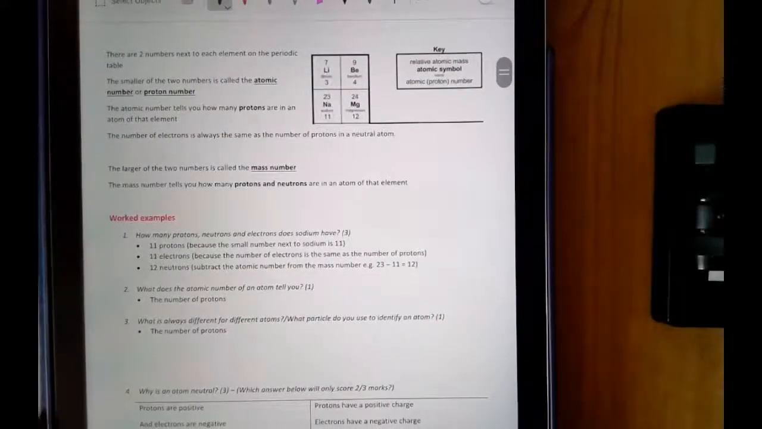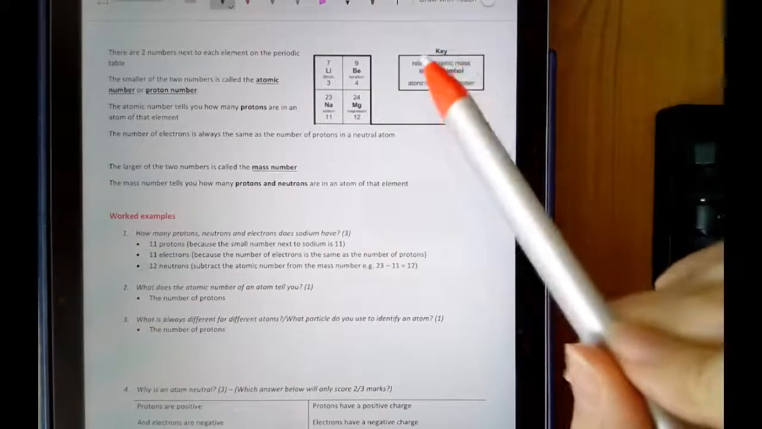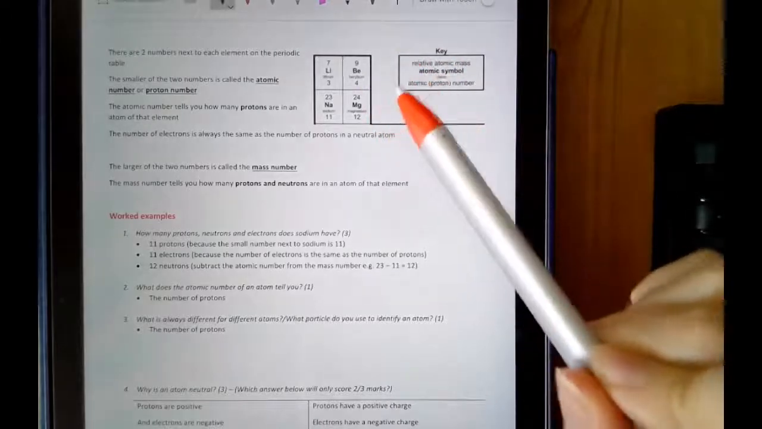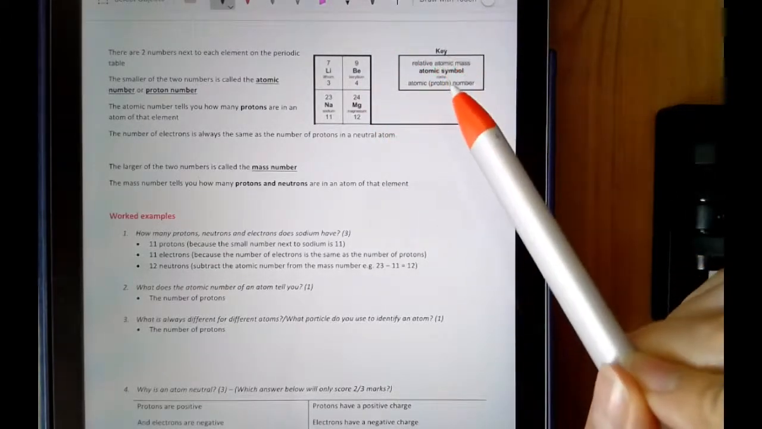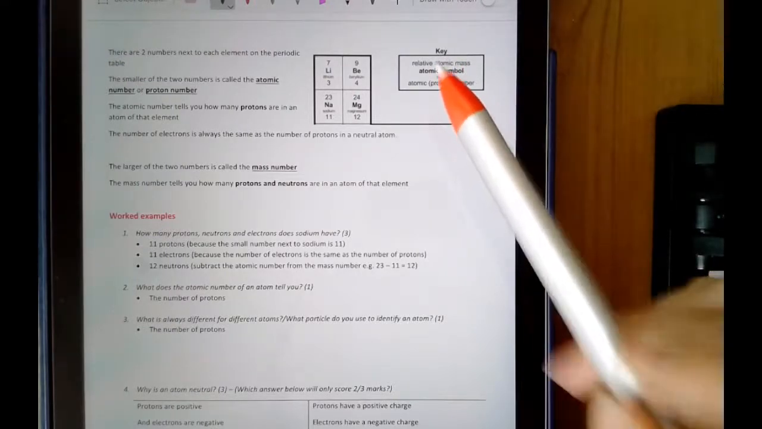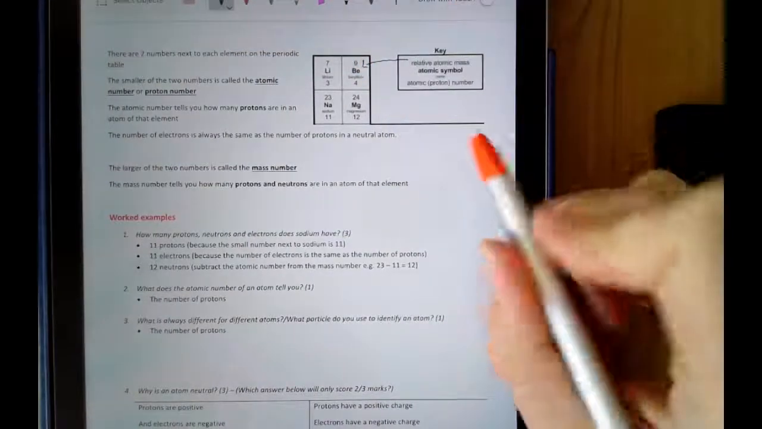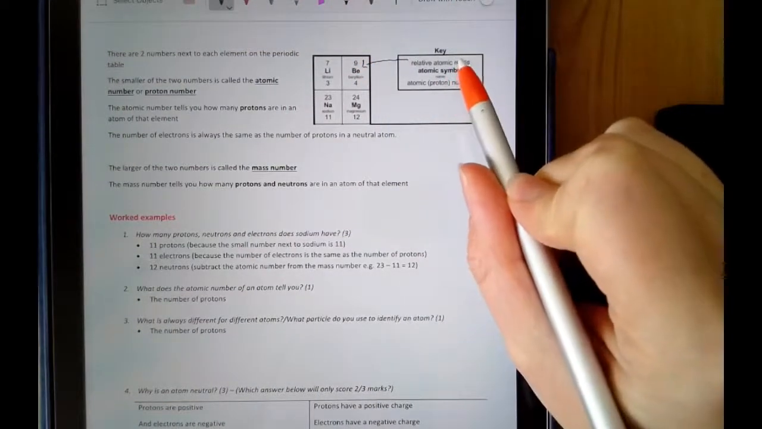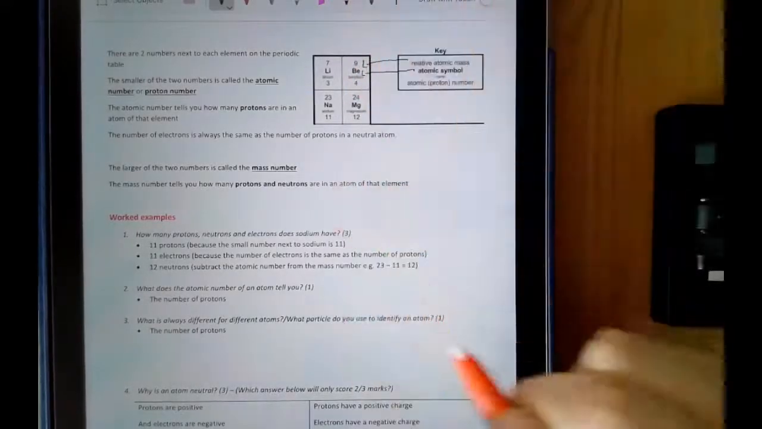You need to be able to work out how many protons, electrons, and neutrons are in each atom. To do this, you'll use your periodic table. And this is a little screenshot of the actual periodic table that you get in your exam. And you'll see that it has this key next to it. And this key tells you how to read your periodic table. It tells you that the number at the top is the relative atomic mass, so the mass of the atom. It tells you that this Be is the atomic symbol.